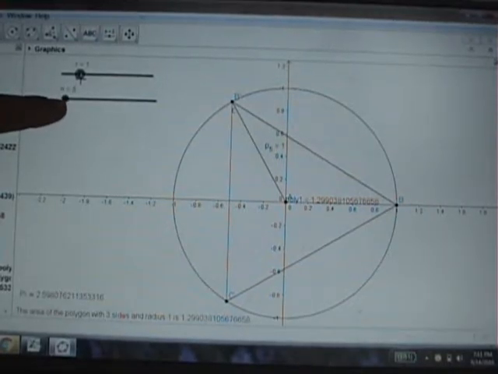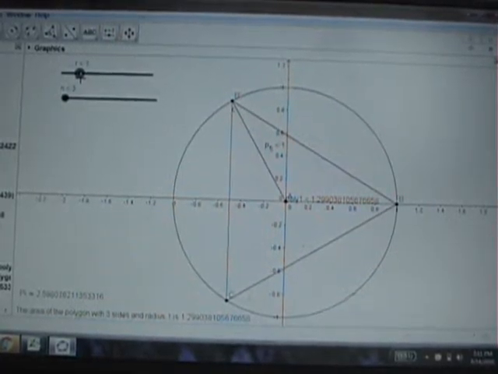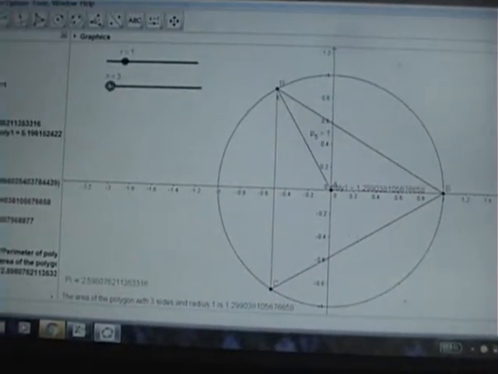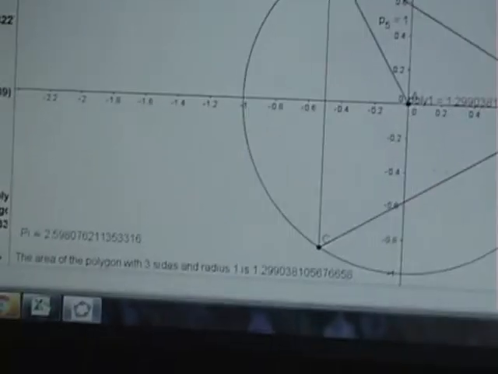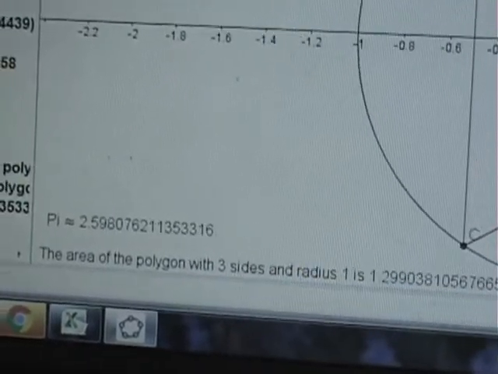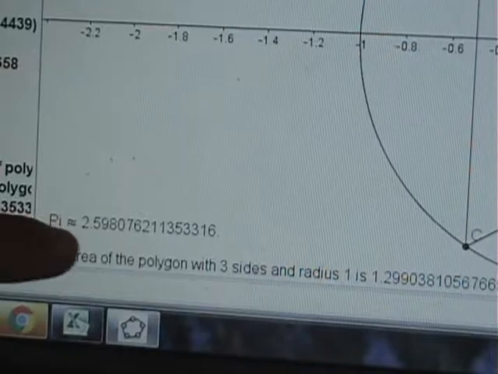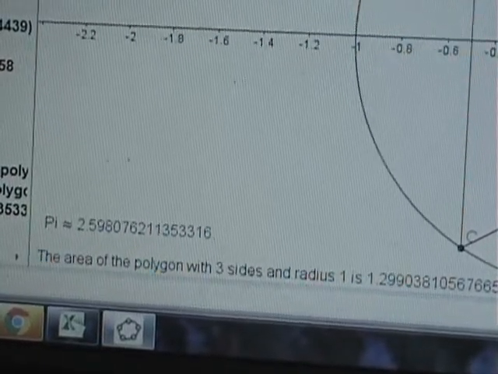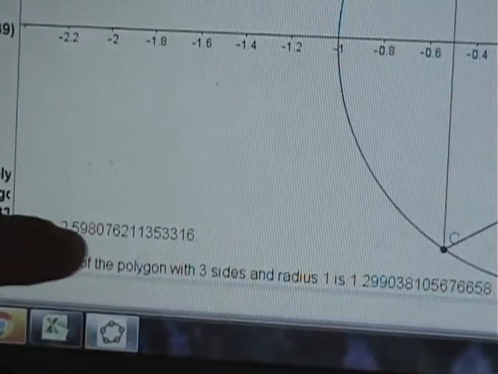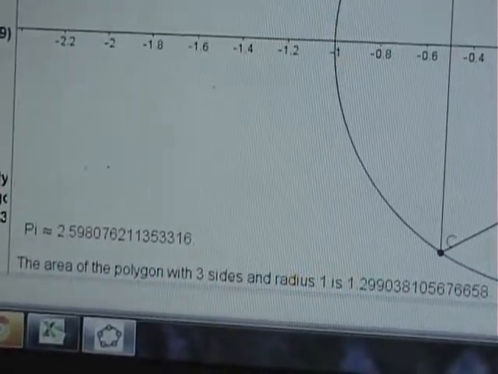Okay. Now the number of sides, of course, the smallest number of sides that we can have for a polygon is going to be 3. So that's what I set it for, and I have a triangle on the inside. But this is what I'm going to want to show you. Down here at the bottom, what I have is an estimate for pi. Okay, and I'll explain in a minute how we got this estimate, but this number is going to change as we start increasing the sides.